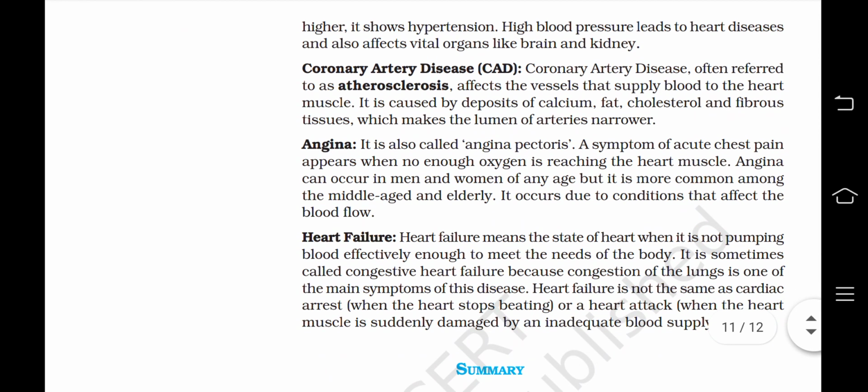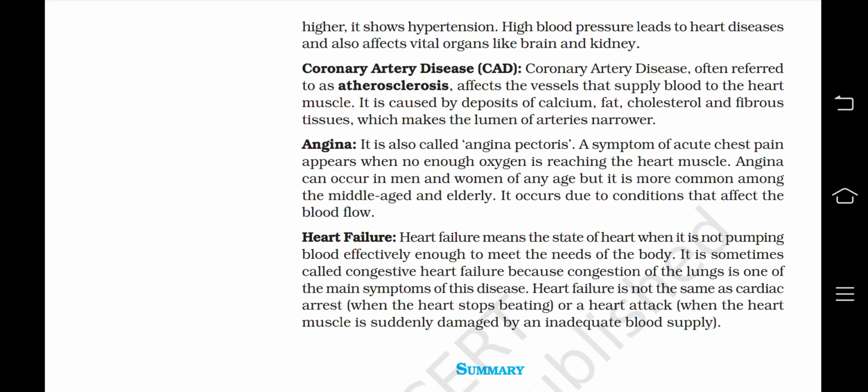Second is coronary artery disease, CAD. Coronary artery disease, often referred to as atherosclerosis, affects the vessels that supply blood to the heart muscle. It is caused by deposits of calcium, fat, cholesterol, and fibrous tissues, which make the lumen of the arteries narrower.